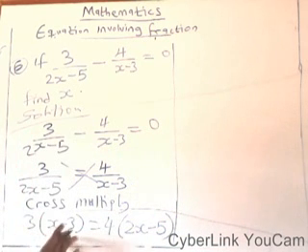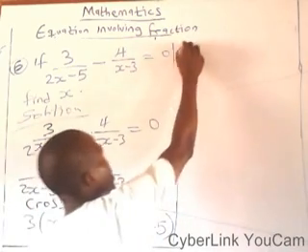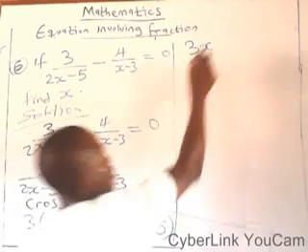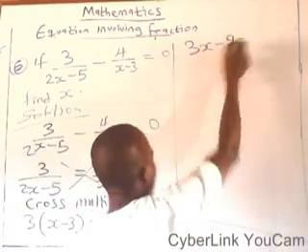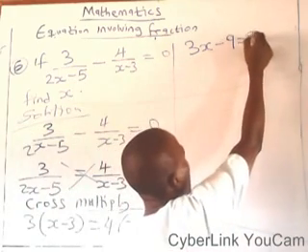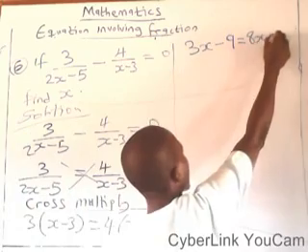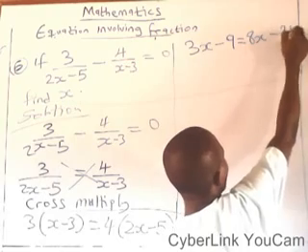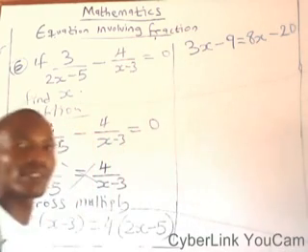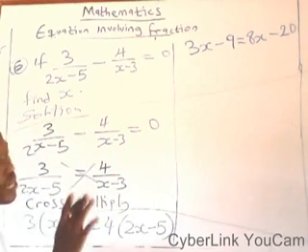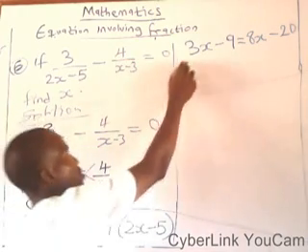Use what is outside to multiply each of the elements inside. 3 times x, we have 3x. 3 times 3, we have minus 9, is equal to 4 times 2, that is 8x, minus 4 times 5, that is 20. The next step is what? That is a linear equation. The next step is collect like terms.